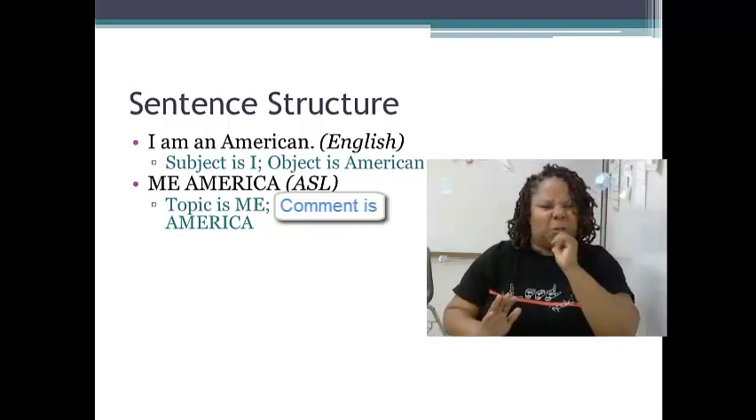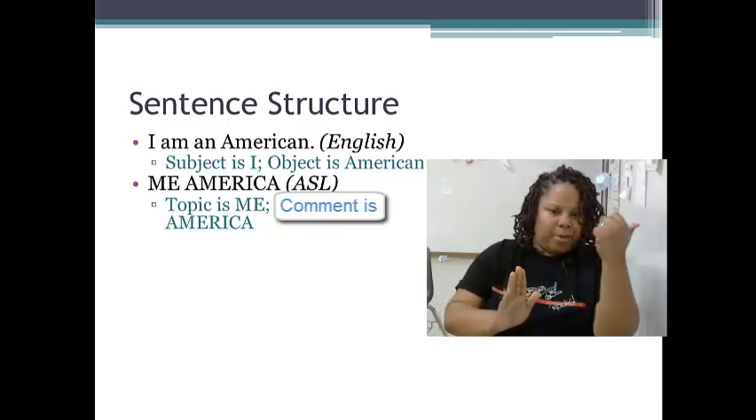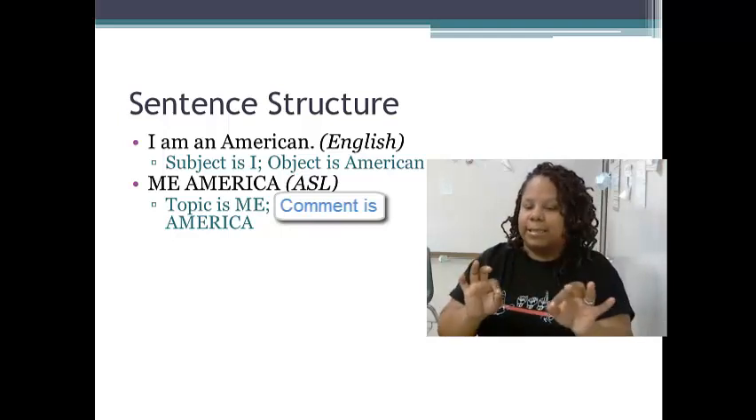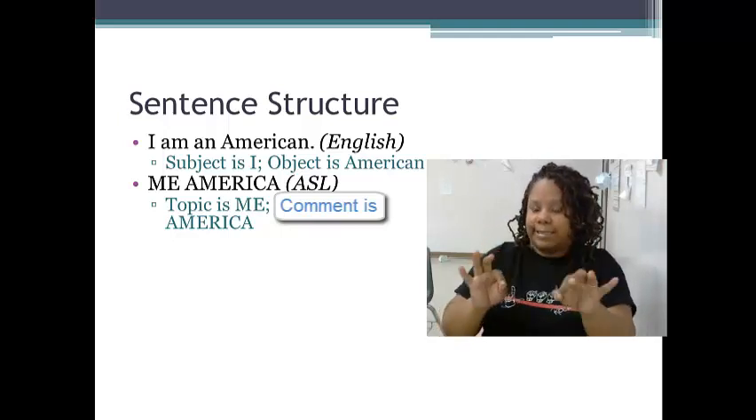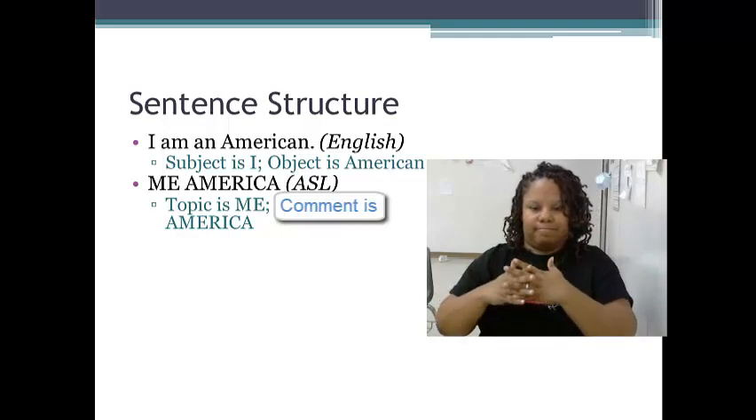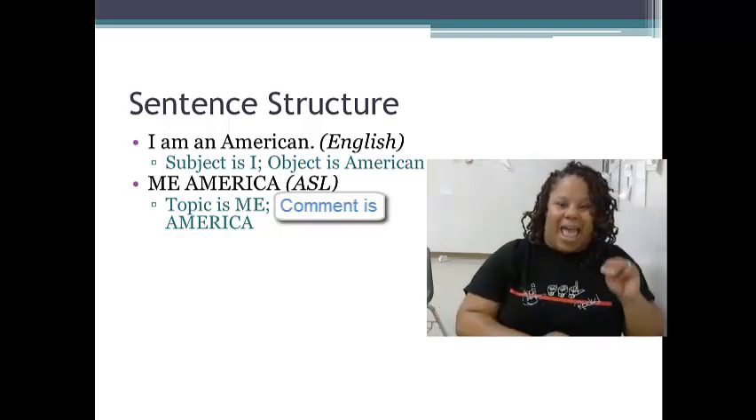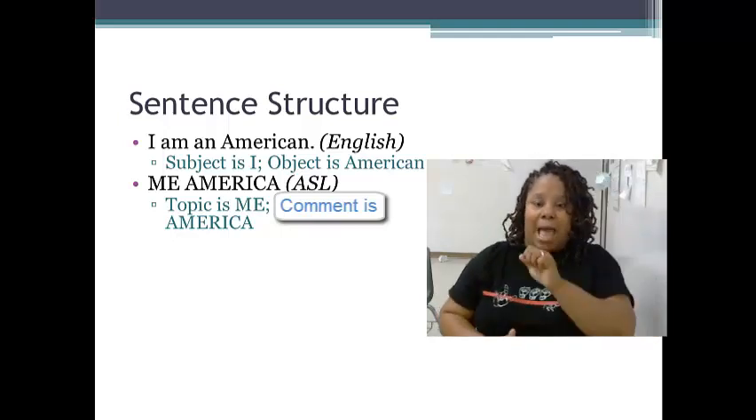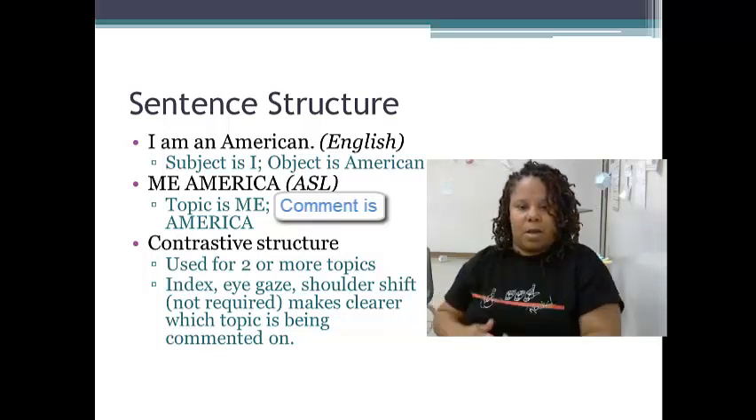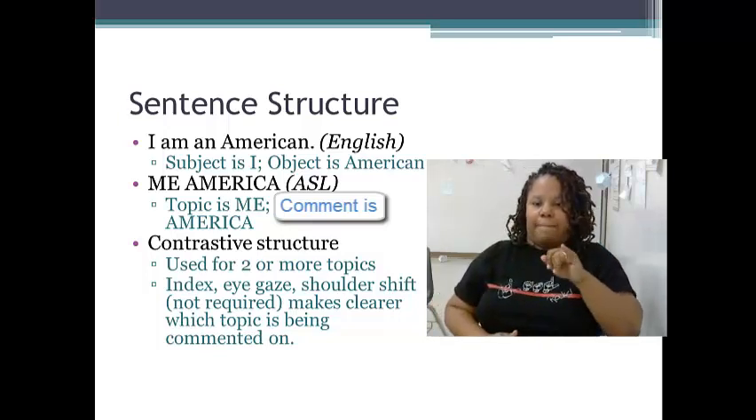And so in ASL, you would just need two signs. Me, America. And if you would translate that, I am American. So then the me in that subject becomes the topic, and the comment is American.